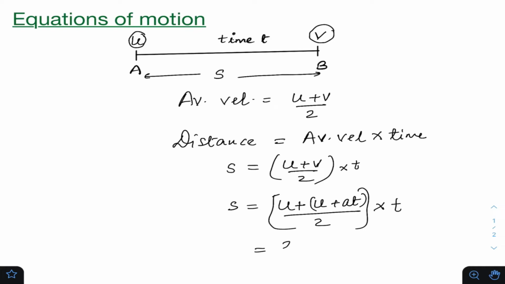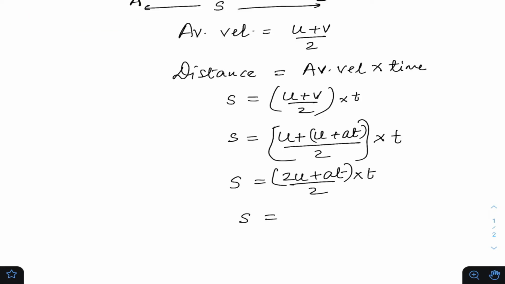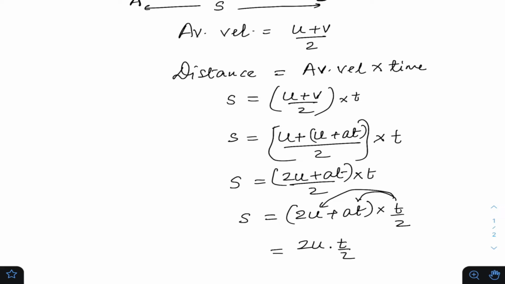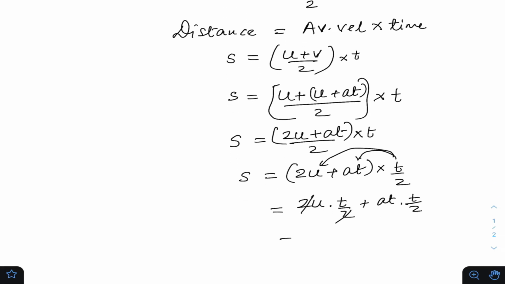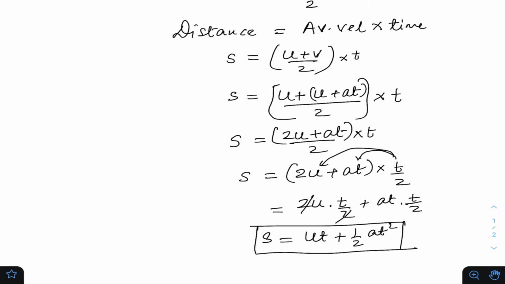So it is equal to 2u plus at over 2 into t, or you can write s equals, now multiply t by 2 with both the terms, here also and here also. So it will be 2u multiplied by t by 2 and at multiplied by t by 2. Now 2 and 2 are cancelled. s equals ut plus half at square. This is called the second equation of motion.